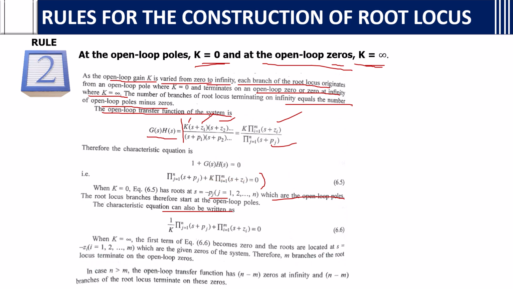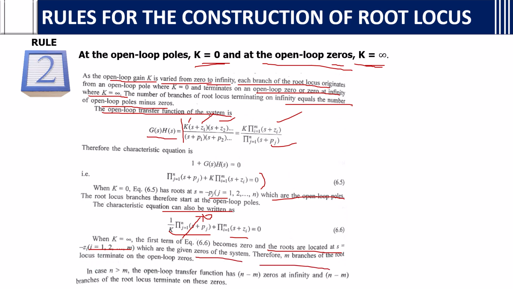So after removing common, what will you get? 1 by k times the poles equation plus the zeros equation equals 0. Now when k equals infinity, the first term becomes 0. 1 by infinity is what? 0. So it becomes 0, and the roots are located at s equals minus zi, i equals 1 to m, which are the given zeros of the system.